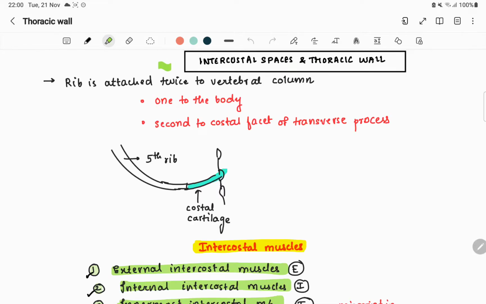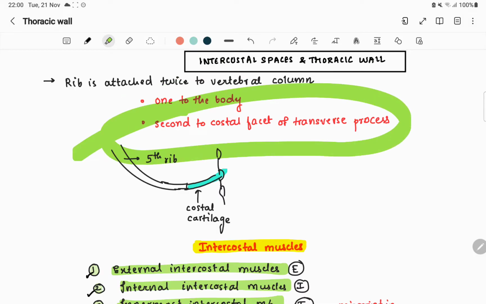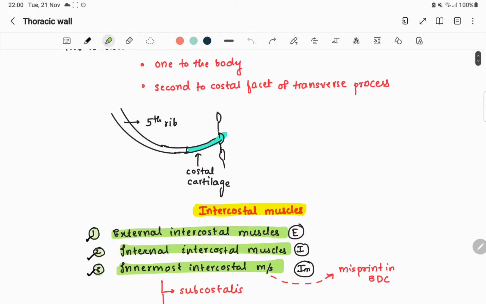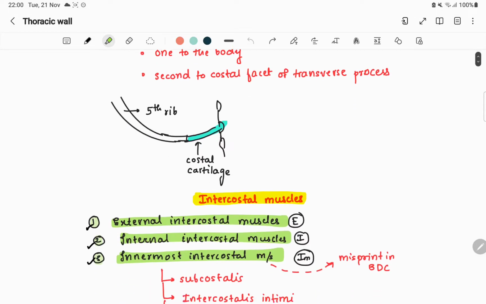Let's talk about the thoracic wall. So you have the intercostal spaces and the thoracic wall. A rib is attached twice to the vertebral column. If we talk just about the ribs, the basic introduction: one to the body, and the first articular surface is the body, and second it is attached to the costal facet of the transverse process.